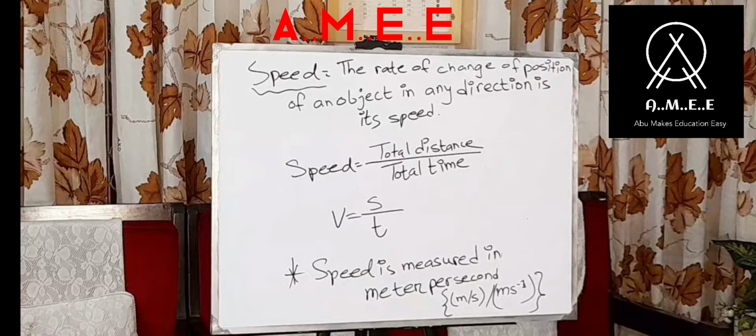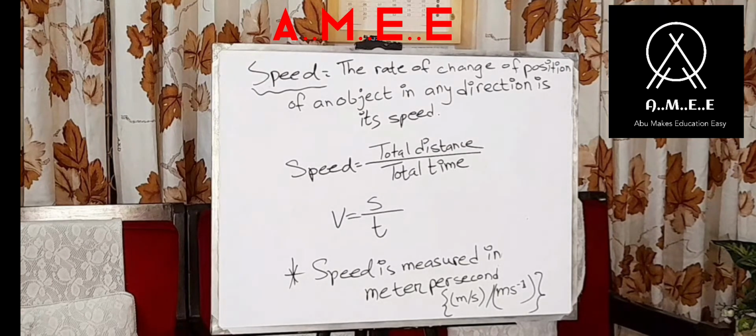But the displacement is 0, as it is final position minus initial position. The final position was 10 kilometers, and the initial position was also 10. So 10 minus 10 is 0. For example, if a person travels 50 kilometers north from the center of the earth and then comes back to the center, the displacement will be 0 kilometers, as the formula is final position minus initial position, which is equal to 0.